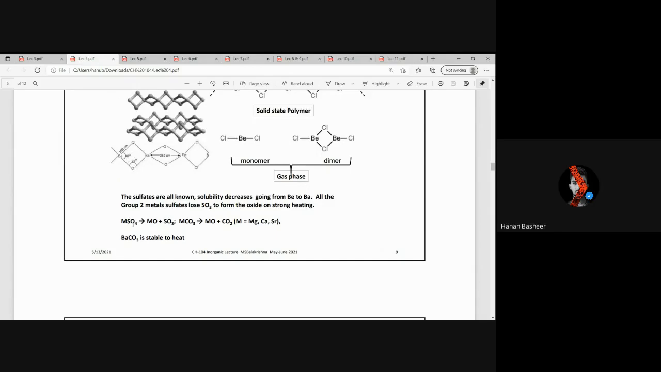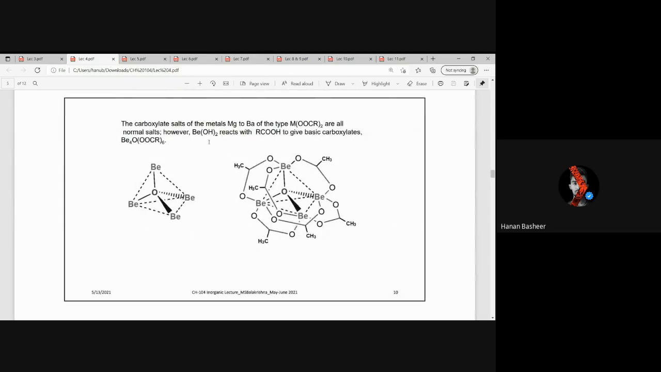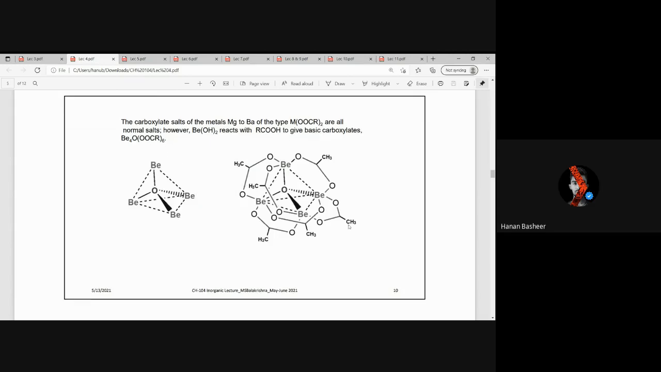Then we see that when we heat MSO4, we get MO plus SO3, and similarly with the carbonates, and BaCO3 is stable to heat. This is also applicable to the group 2 elements, and solubility decreases from beryllium to barium as we go down the group. The carboxylate salts of Mg to Ba of the type M(OOCR)2 are all normal salts, whereas Be(OH)2 reacts with RCOOH to give a basic carboxylate. So when we mix this with RCOOH, we get this compound Be4O(OOCR)6.